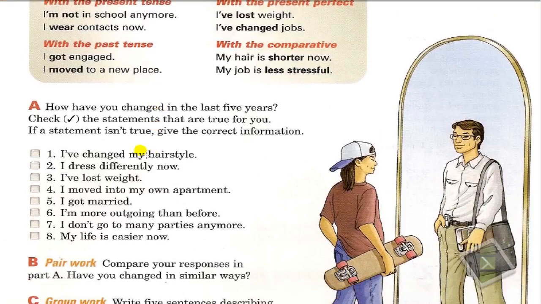A. How have you changed in the last 5 years? Check through the statements that are true for you. If a statement is not true, give the correct information. Here is the sentence. If this happened to you, make true. Check true.